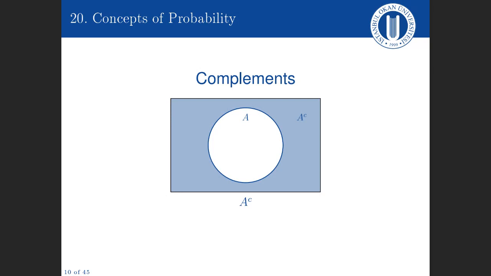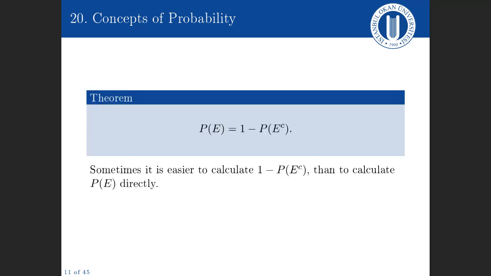Next, I want to talk about complements. We remind you, a complement is everything that's in this case, the sample space, but is not in the event A. And that's useful for us because the probability of event E is equal to 1 minus the probability of E complement. Sometimes it's going to be easier to calculate 1 minus the probability of E complement than to calculate P(E) directly.